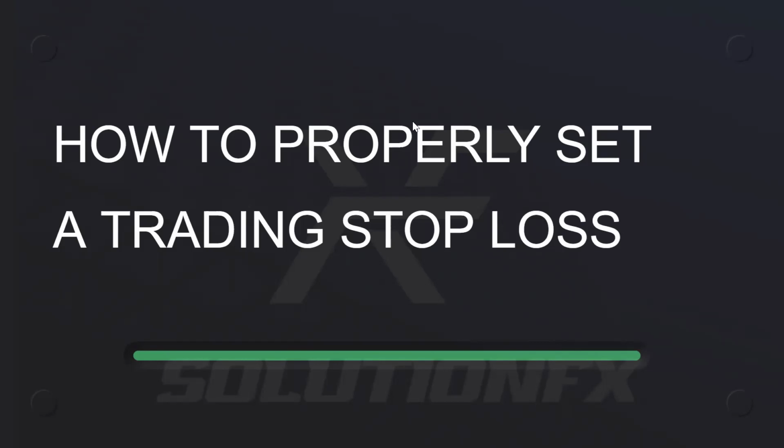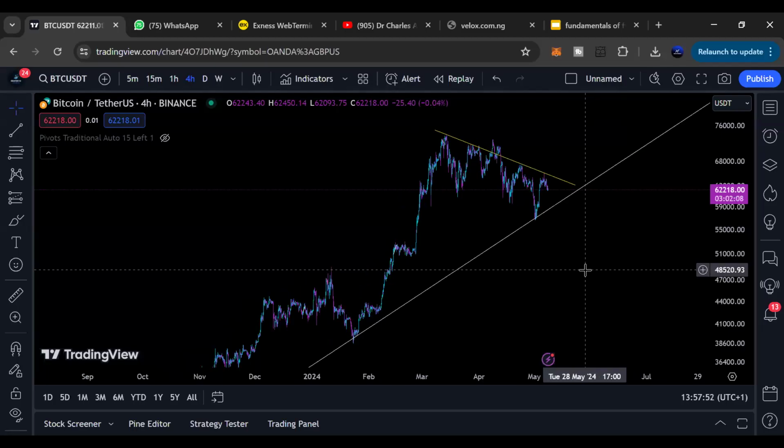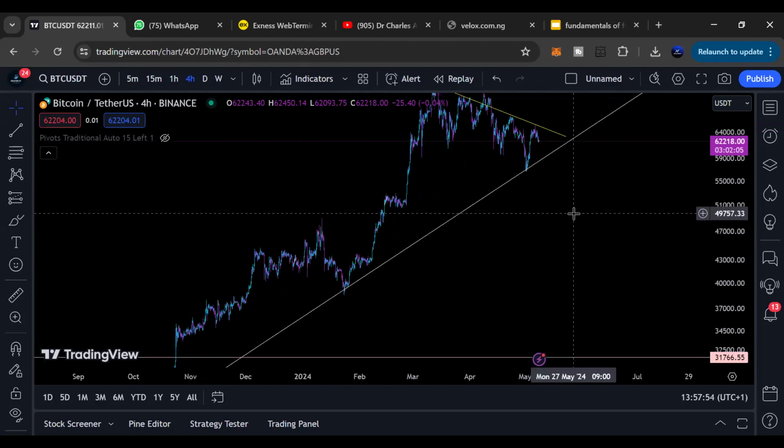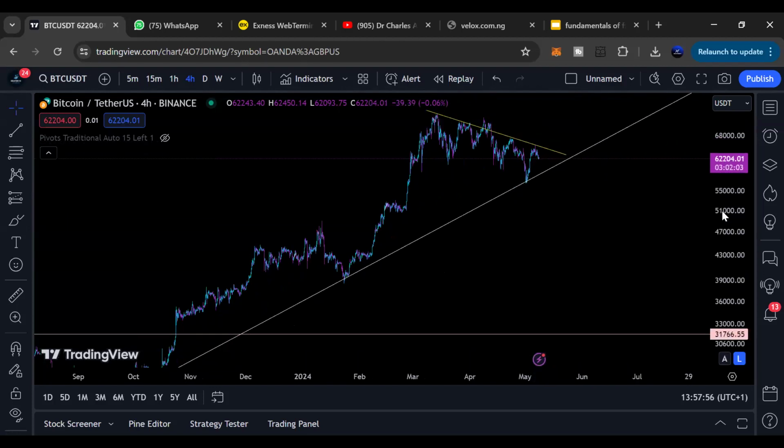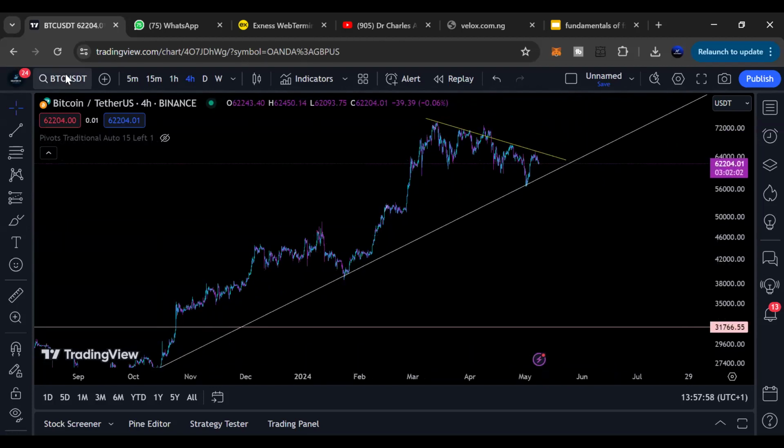So let's go right ahead to look at the practical aspect of what we are saying concerning how to adequately set your stop loss to avoid getting prematurely stopped out. We are going to test this on a number of assets and currencies, starting first with BTC USDT.